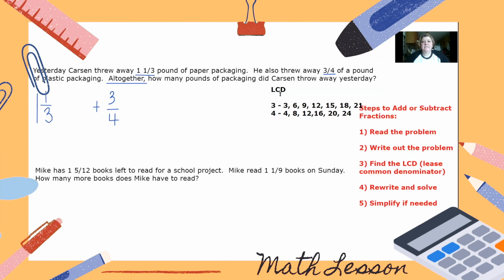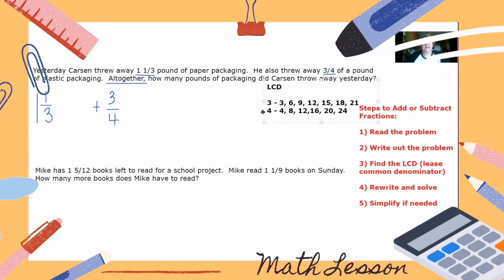So now we need to look at this and decide which one is the smallest one that they have in common. I always like to start with the bigger of the two numbers and use those multiples first. So we have 4. Do you see a 4 up here? I do not see a 4. Then we have an 8. Do you see an 8? We have a 12. Do you see a 12? Of course, and so 12 is going to be our least common denominator.